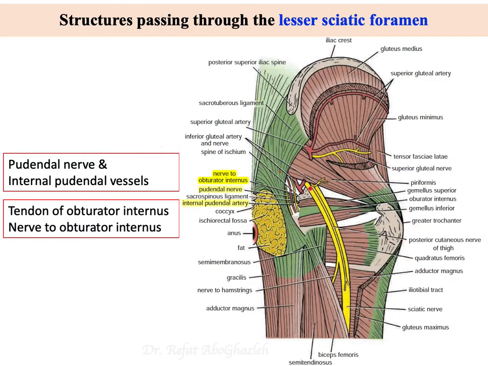It's not the piriformis, no, piriformis was above. Here you see the obturator internus, the tendon of obturator internus. It comes from here and passes through this area. So there is a tendon passing through the lesser sciatic foramen, the tendon of obturator internus. Similar to the piriformis, but here it is the tendon of obturator internus. These are very important, the structures passing through the greater and lesser sciatic foramina.